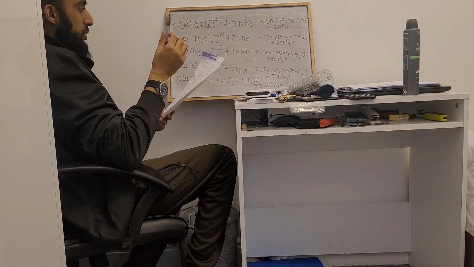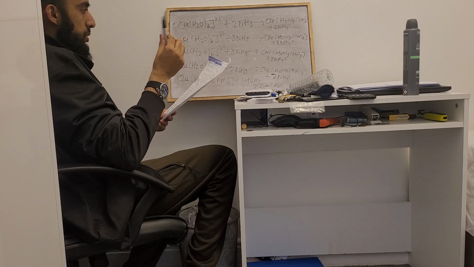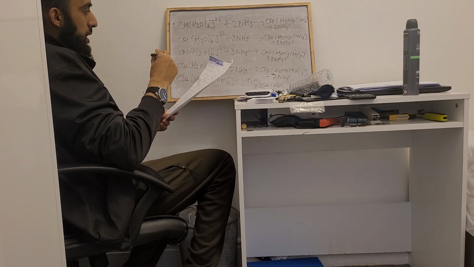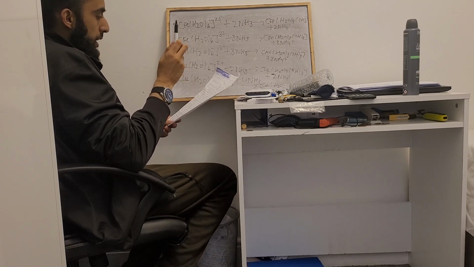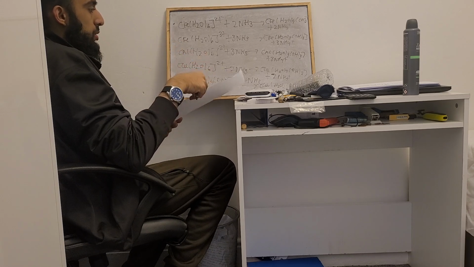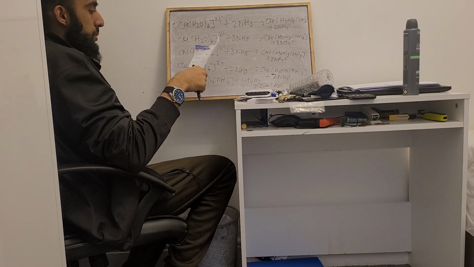[Cu(H2O)6]2+ plus 2 NH3 to form [Cu(H2O)4(OH)2], yes, plus 2 NH4+. Then you get this plus 4 NH3, and then you get [Cu(H2O)2(NH3)4]2+ plus 2H2O plus 2 OH minus ions.